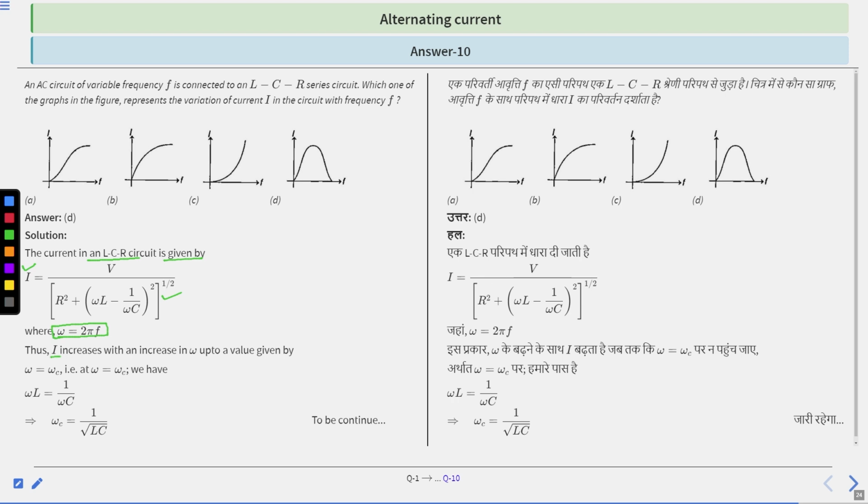Thus current increases with increase in omega up to a given value, omega equal to omega C. At omega equal to omega C, omega L is equal to 1 upon omega C from this formula. So omega C is equal to 1 upon under root LC. This is omega C.